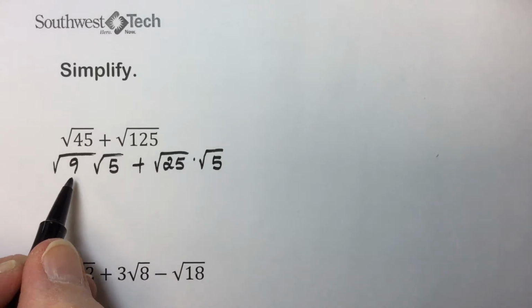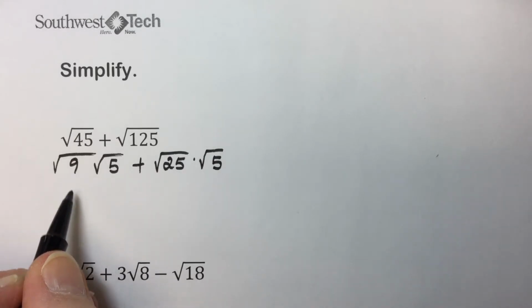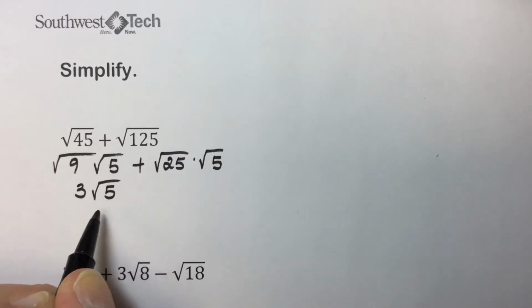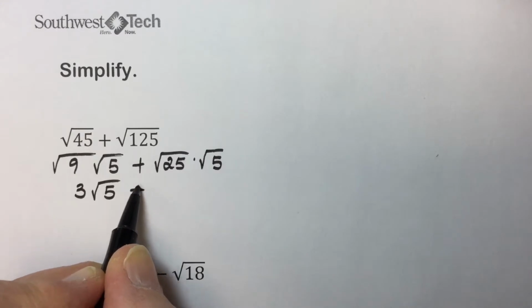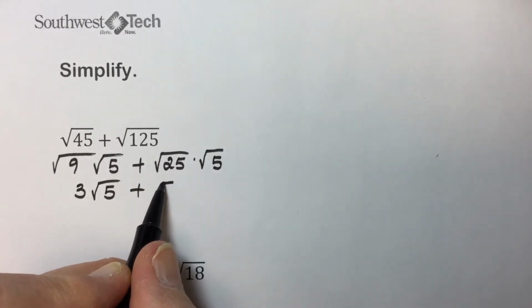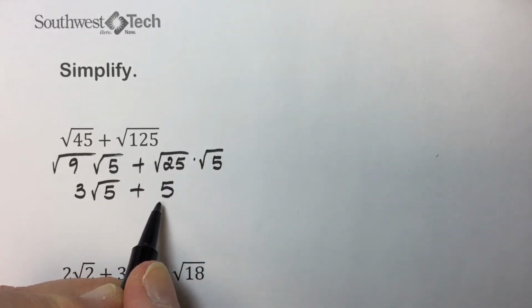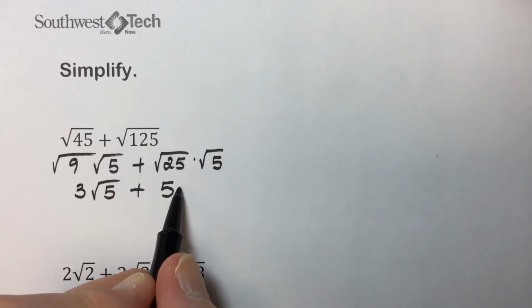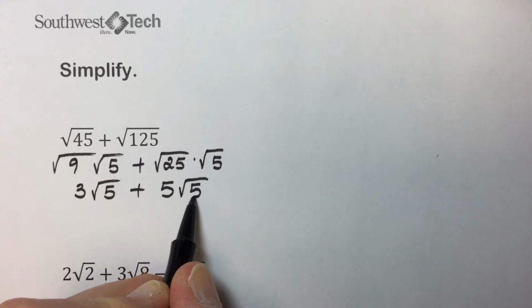By breaking it down this way, we have a perfect square. Square root of 9 is 3 times square root of 5, which cannot be simplified. Square root of 25 is 5, since 5 squared is 25. But the square root of 5, there's only a factor of 5 there, cannot be simplified.